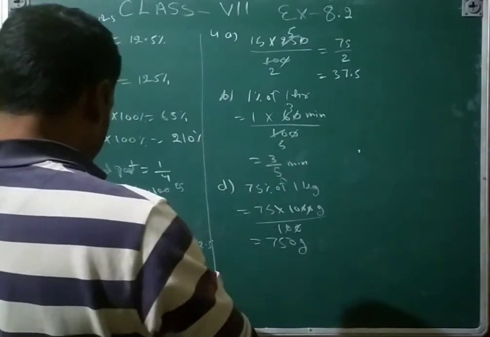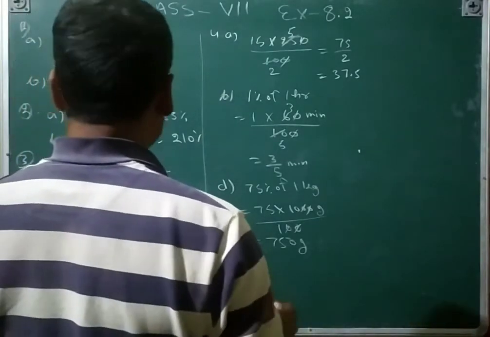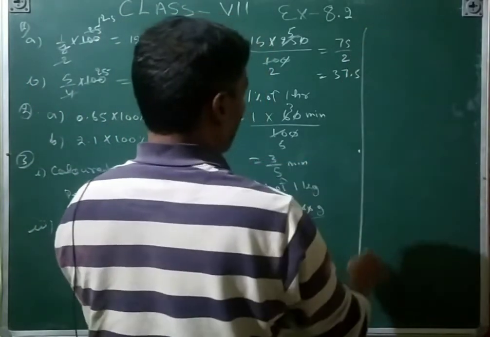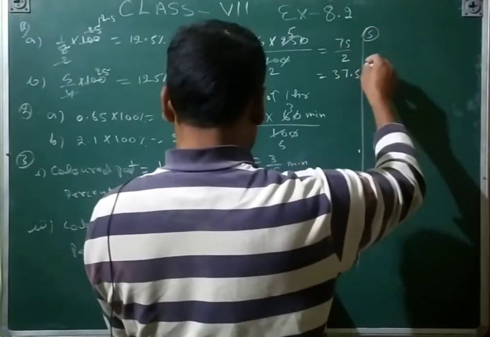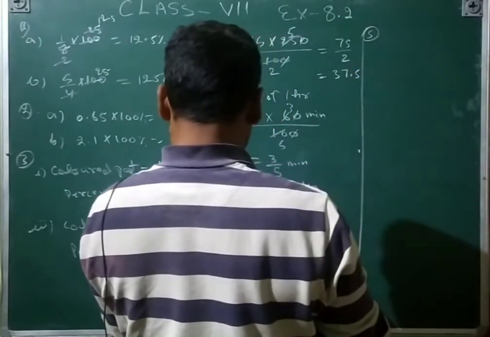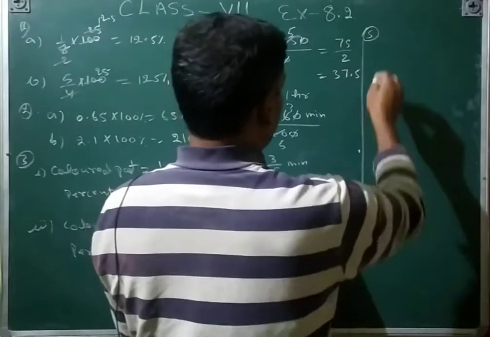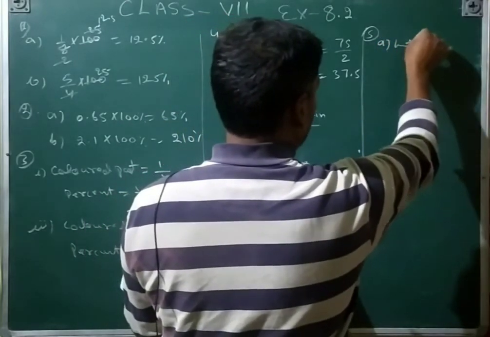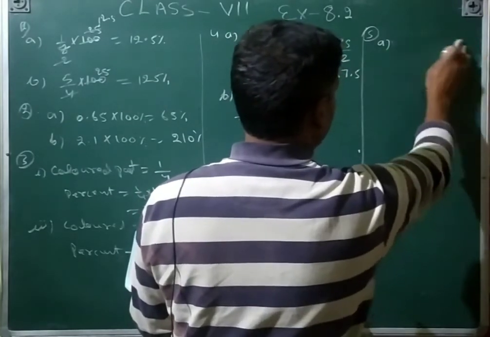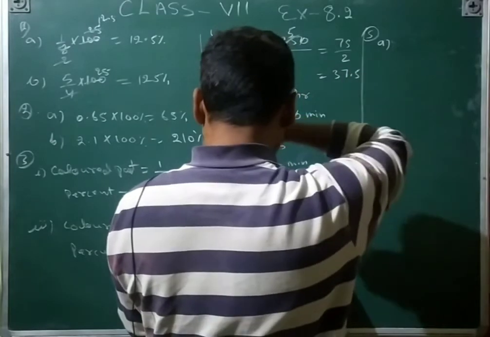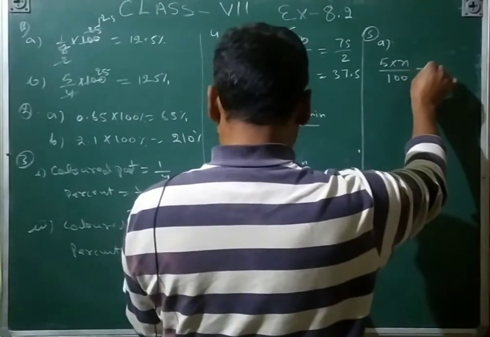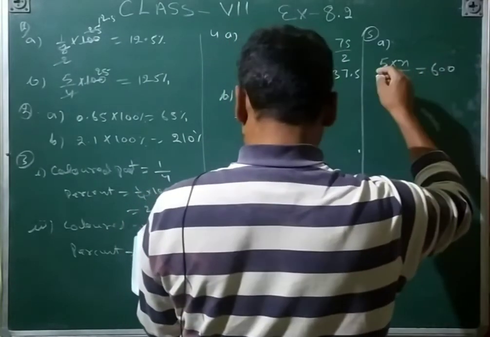And then question number 5. Find the whole quantity. Let the whole quantity be x. So 5% of the whole quantity will be 5 into x upon 100 is equal to 600.